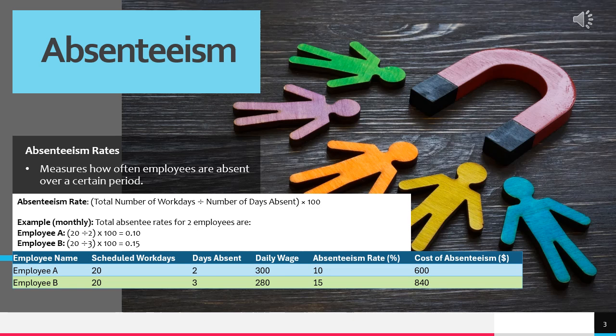Total working days scheduled was 20 days. Divided by 2 days absent for employee A, times 100, puts them at 10% or 0.10. For employee B, they were absent 3 days, scheduled to work 20, which put their employee absenteeism rate at 15%.